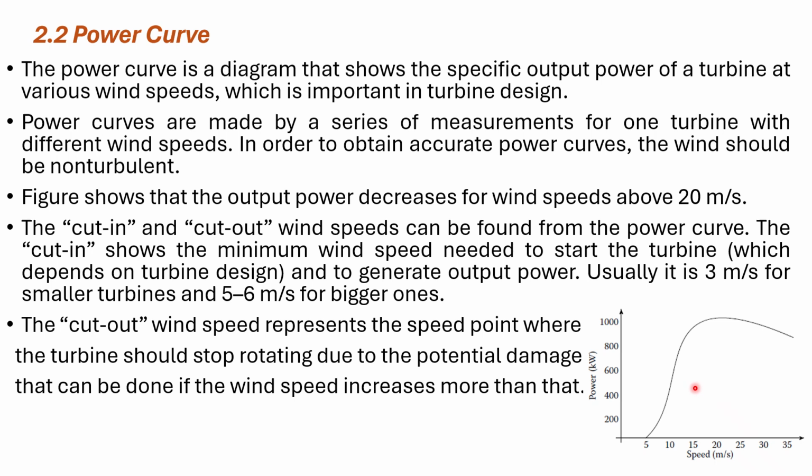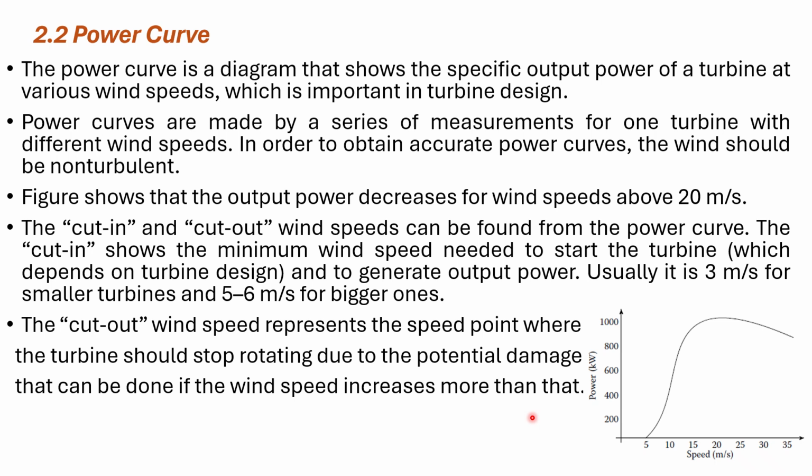So the wind should be non-turbulent, and there are cut-in and cut-out wind speeds that can be found from the power curve. The cut-in shows the minimum wind speed needed to start the turbine, whereas the cut-out represents the speed point where the turbine should stop rotating due to the potential damage that can be done. It means if the wind speed increases beyond that, then obviously there might be damage. So we have to calculate that.